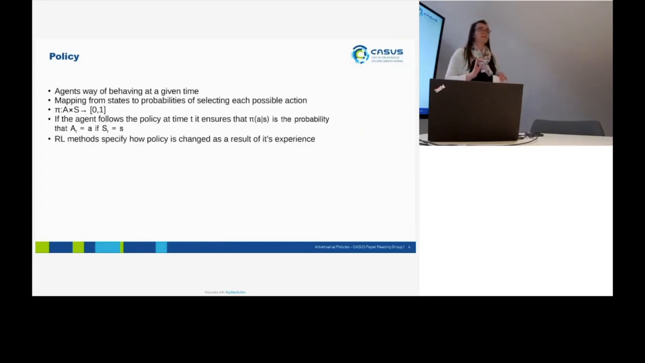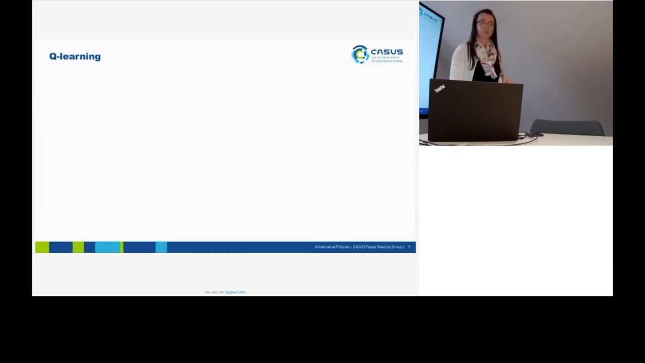And there are many methods in RL to change the policy over time, so that our experience gets the best or is nearly perfect. One of these methods is called Q-learning. Because I'm building a project on my own implementing Q-learning, I can show you a bit what it's all about. So Q stands for quality, and our main goal is to find the action with the highest reward for each state.